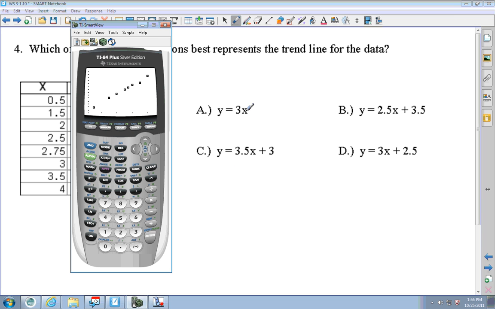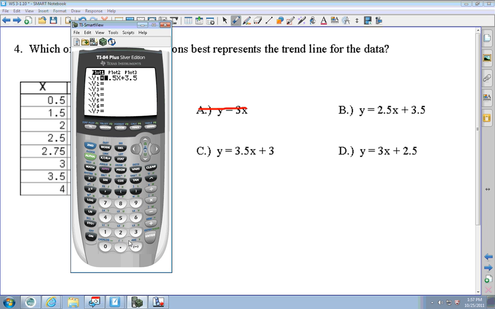So now to figure out which one of these equations work best, let's go to Y equals. Let's put in the first one, 3x. And let's press graph. Is that a good trend line? Does it go through the middle of it? No, it's not even close. So it would not be A. So if I go back up here, let's try B. 2.5x plus 3.5. Press graph. Not bad.